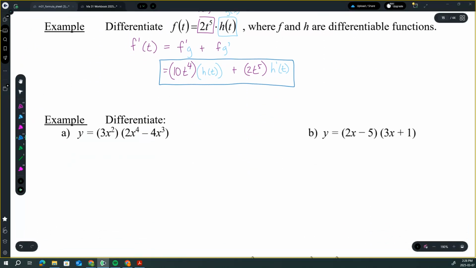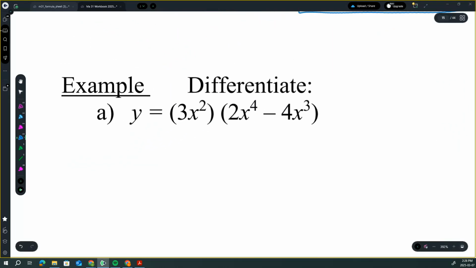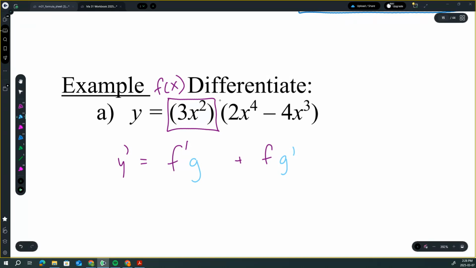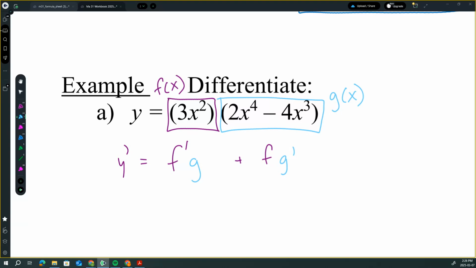Okay. So the next one here, we've got y is equal to 3x squared times by 2x to the power of 4 minus 4x cubed. Okay, so a little bit more challenging here. Okay, so again, I'm just going to write out my formula here just so that it's easy to follow, and I'm going to color code stuff. Okay, so that 3x squared, I'm going to label that as my first function. Okay, and then this next one here, that's going to be my second function.